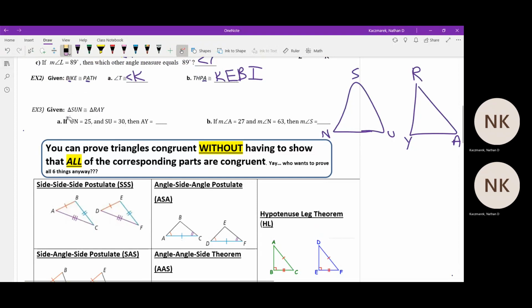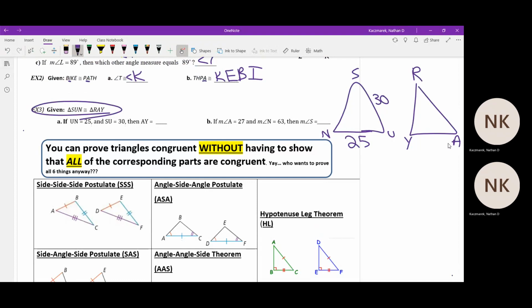Now I can fill in my info. I know that UN is 25, so between U and N, that's 25. SU is 30, so between S and U is 30. Now I need to know what AY is. Well, I haven't filled anything in on AY over here, but I know that these triangles are congruent. That was given to me, right? So congruent things have congruent corresponding parts. AY is this length down here, right? I labeled my triangle so the corresponding congruent part is in the same relative location. So AY is what we need, that bottom length.